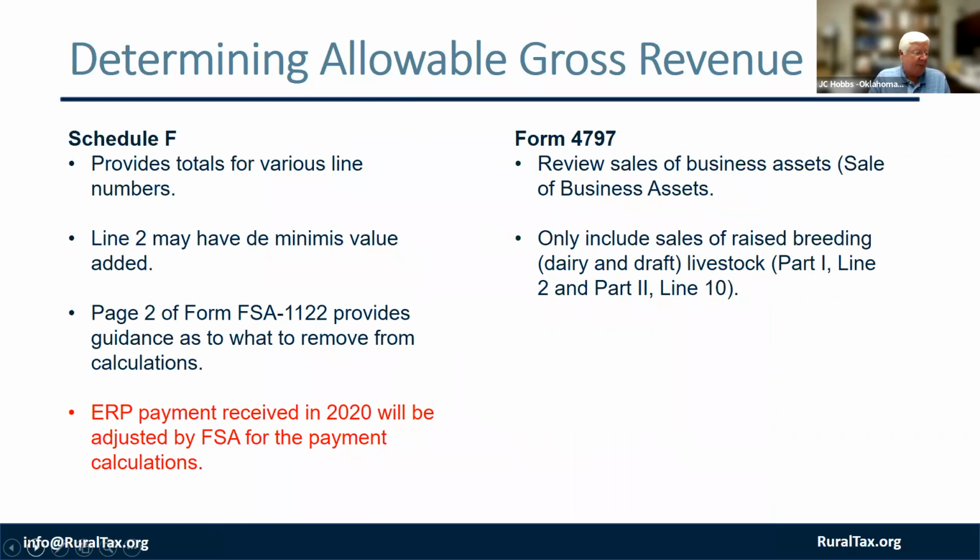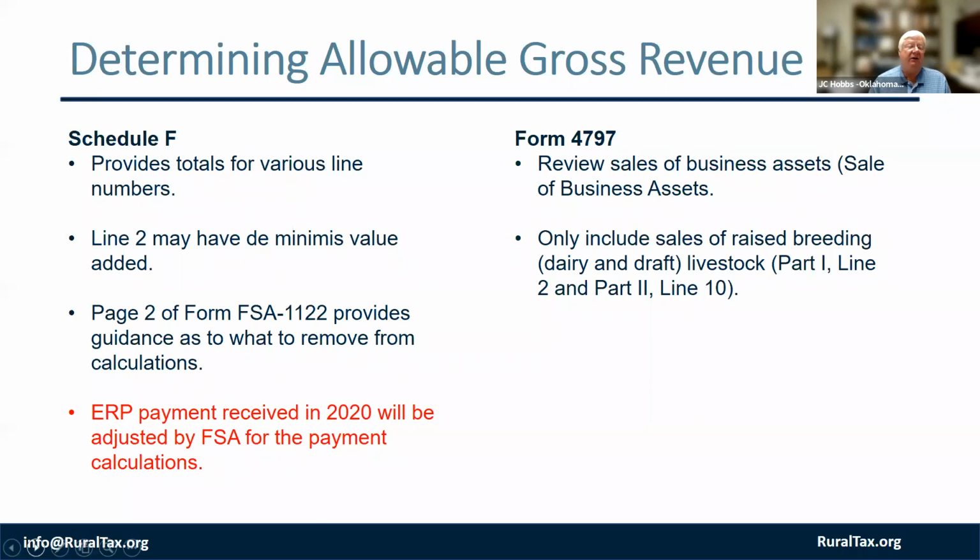Let's kind of recap real quickly. What goes into gross revenue? Again, that's Schedule F. Those are totals of various line numbers. Those are on the right-hand side of the form, the taxable amounts. Remember line 2, there could be some de minimis values in here. If so, they're allowed.